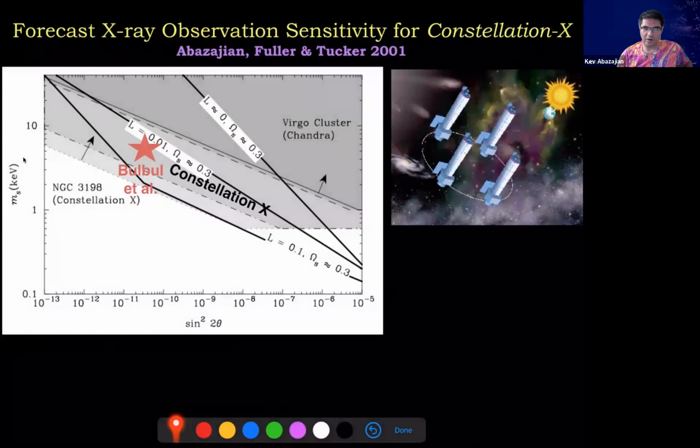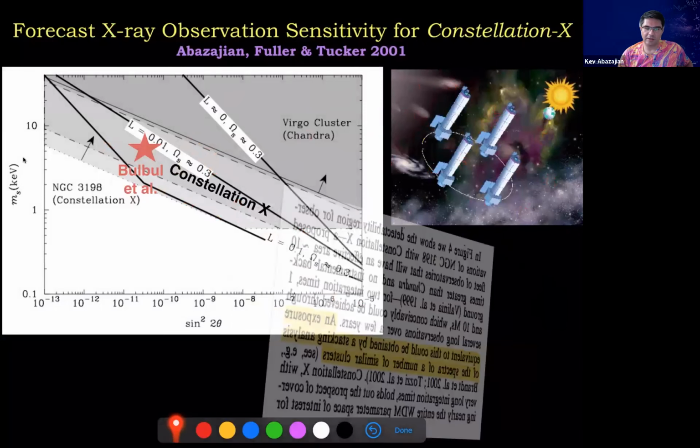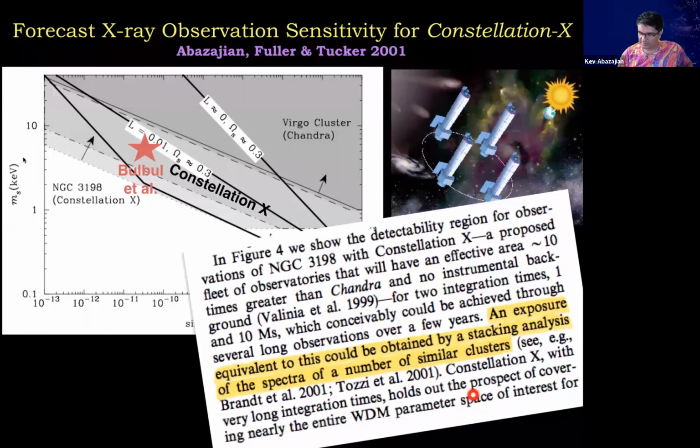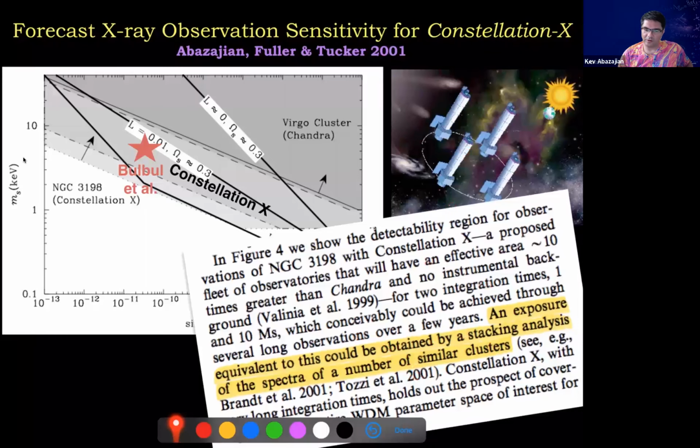So back in 2001, when I was looking at constraints on sterile neutrino dark matter, X-ray astronomy was the best thing. We looked at a future experiment called Constellation X, which was expected to have several telescopes in space to give more collecting area of photons. We kind of hedged our bets and said, if you don't get Constellation X, and we haven't in the past 19 years, an exposure equivalent to Constellation X could be obtained by a stacking analysis of a number of similar clusters.